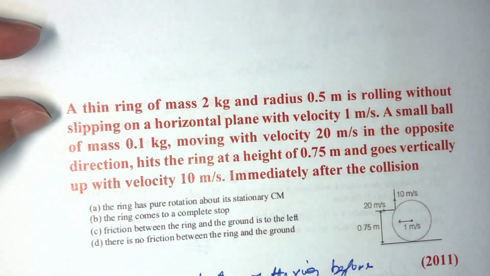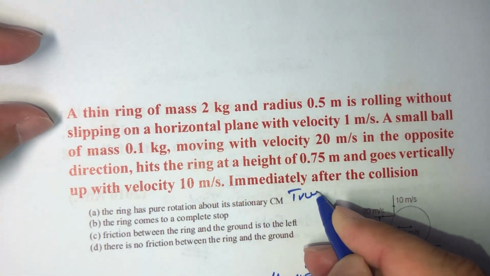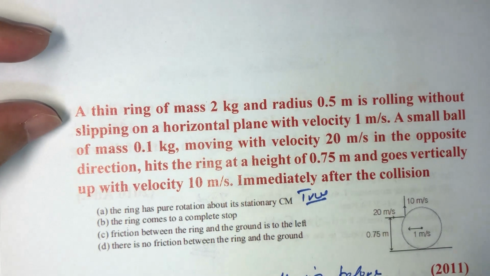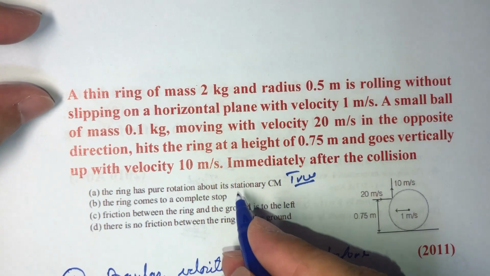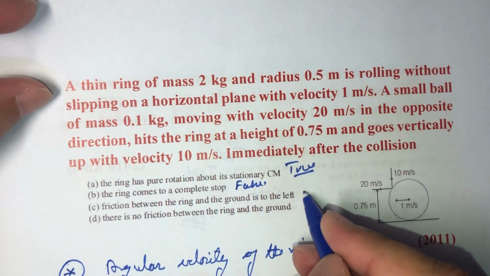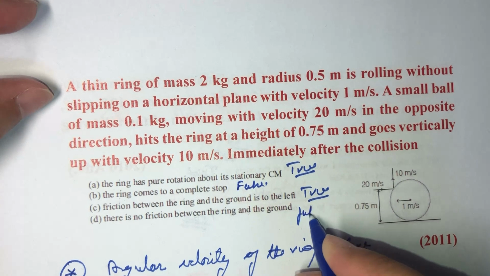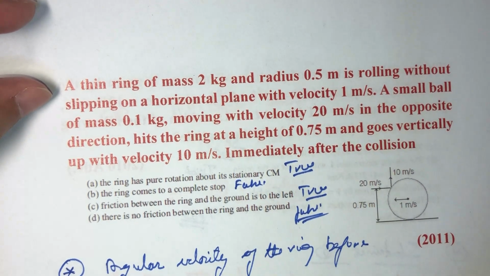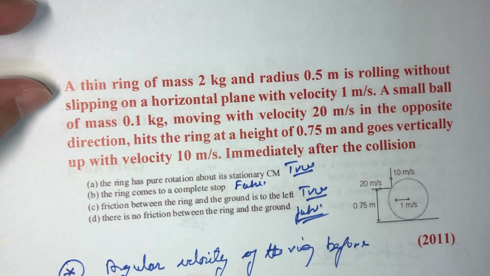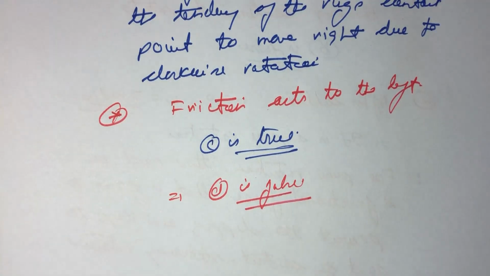So we have A true, B false, C also true, and D false. So this completes the question. Thank you.